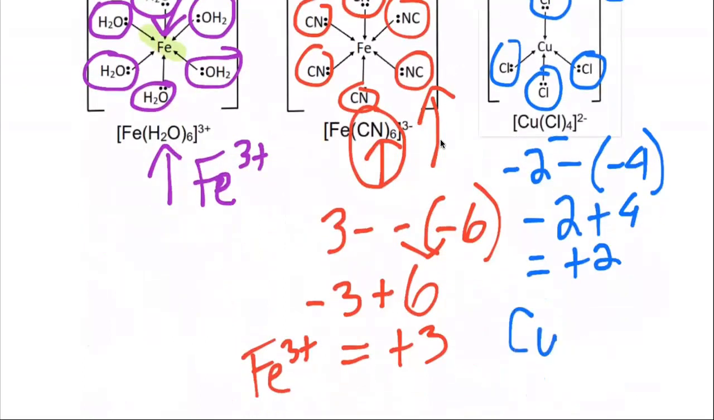So that's basically it. Again, like the first example, if the ligands are all neutral, then your central metal ion has the same charge as your whole complex ion. But if the ligands have a charge, like on the other two, you're going to have to do a little bit of math to take those charges into account. Okay.